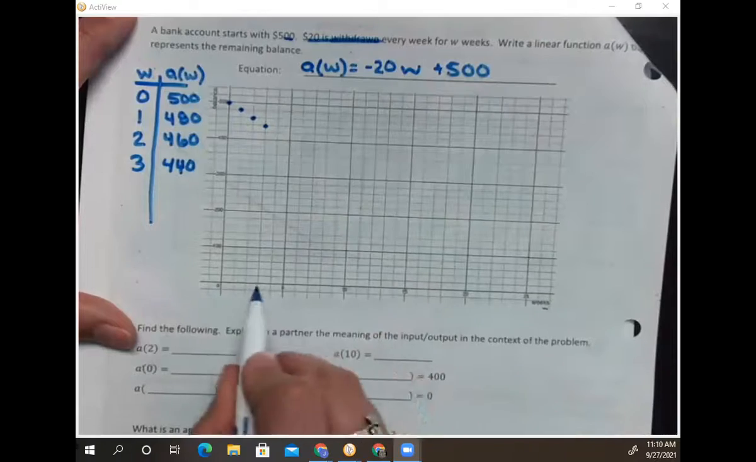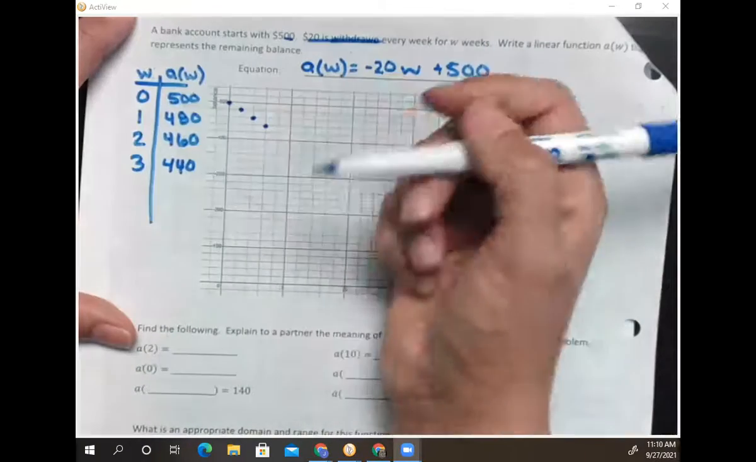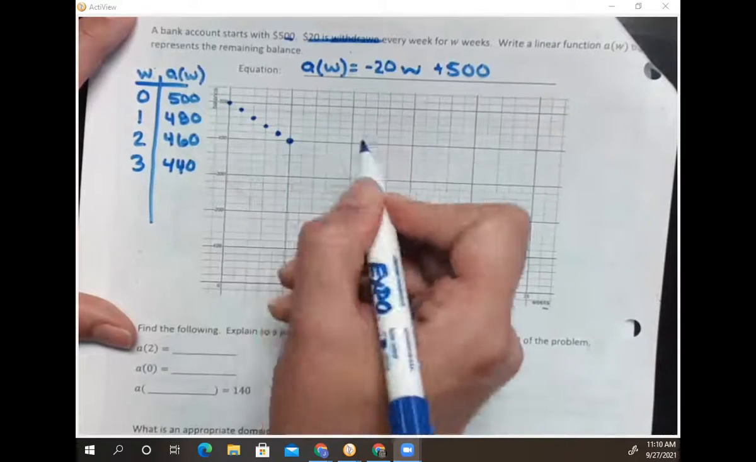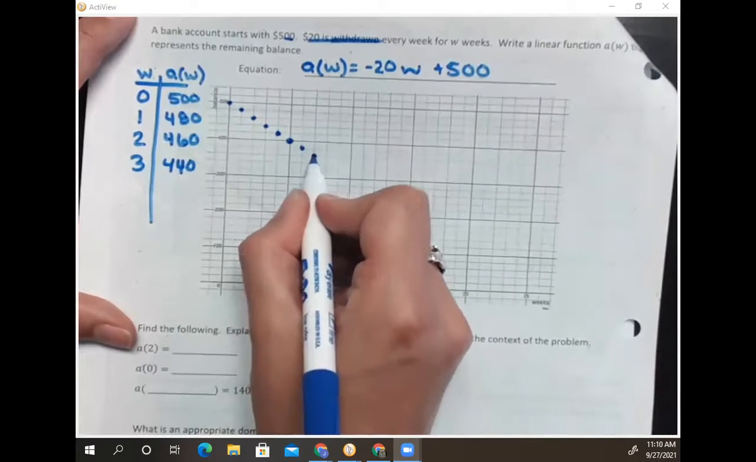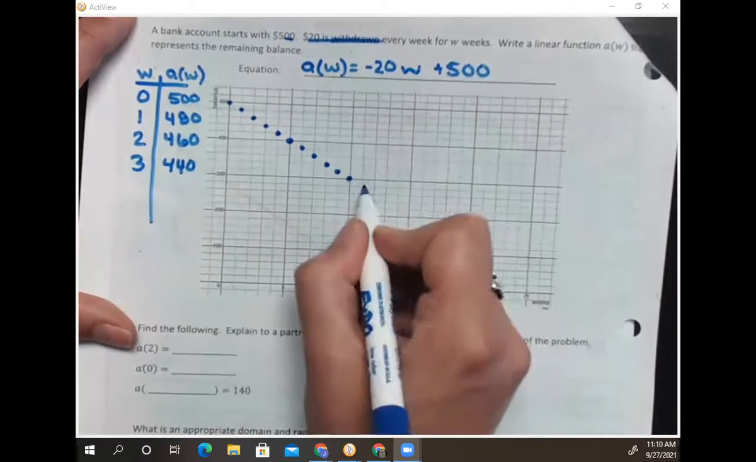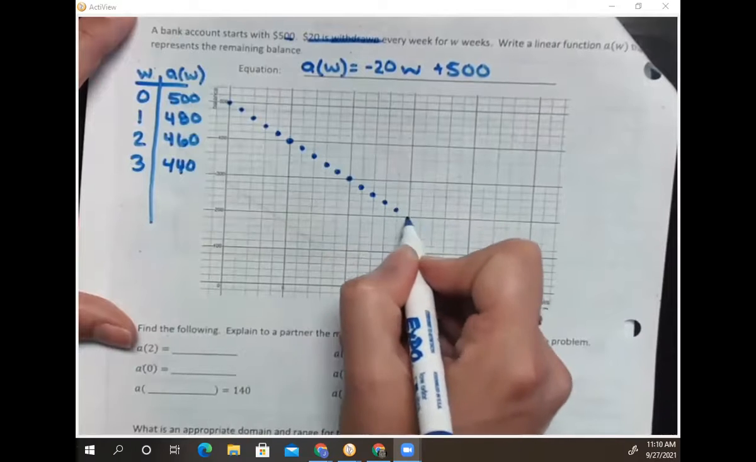So notice our X's are going by 1s. Our Y's are going by 20s. So for every week that I go over, I'm going to go down 20. And I'm just going to put my points on this graph. So for every 1 week later, I have to take $20 off of that balance.